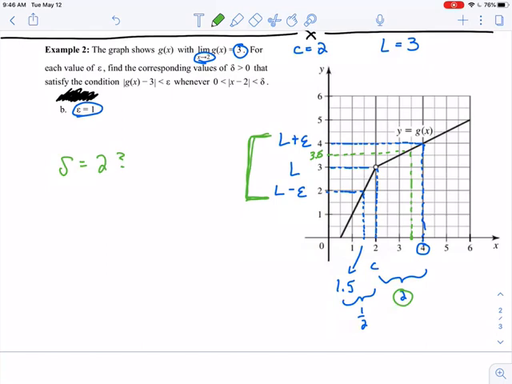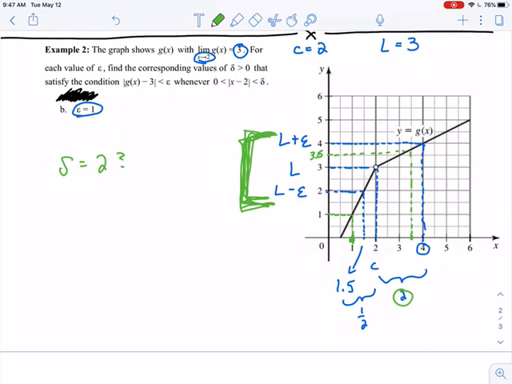But it needs to be true on both sides of 2. So I need to be able to take that number and plug that in on the left-hand side of c equals 2 as well. And if you'll notice here, let's take a number that's maybe just 1 unit away, not even 2 units away, let's just take 1 unit away. If I took 1 and plugged that into my function, it maps to a y value of 1. That does not land between L minus epsilon and L plus epsilon. That's what I wanted over here.